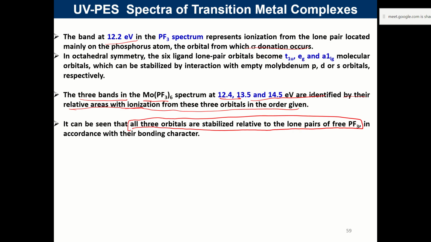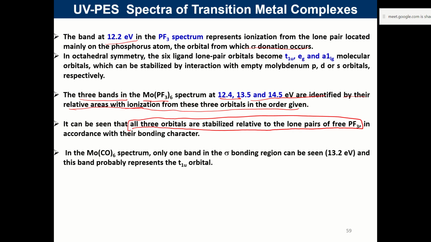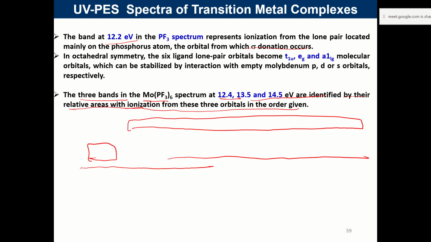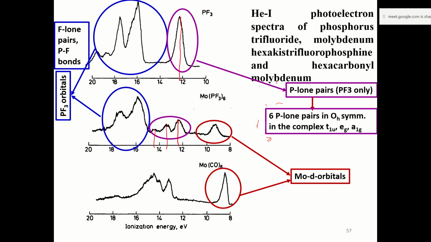And one more thing. In the MoCO6 spectrum, only one band in the sigma bonding region can be seen, and that represents the T1U orbital, at 13.2 eV. So where is 13.2? This one, this is what we are talking about, 13.2.